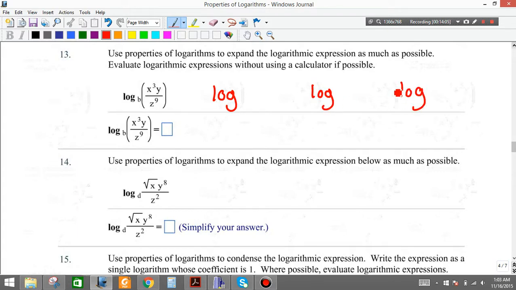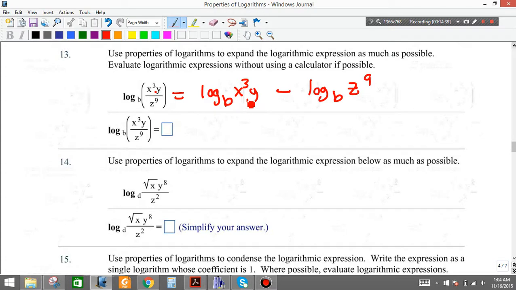We're going to break this one log into 3 separate logs, utilizing the fact that multiplication turns into addition, division turns into subtraction, and every single power comes out in front. This is equal to, we'll do it the long way first. We'll do division first. So this is log base b of x to the third y minus log base b of z to the 9th.